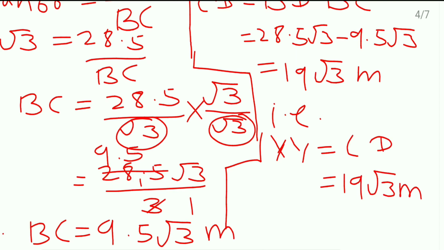And then finally you will write down the final statement as the boy walked 19 root 3 meter distance towards the building. I hope all of you understood this sum.